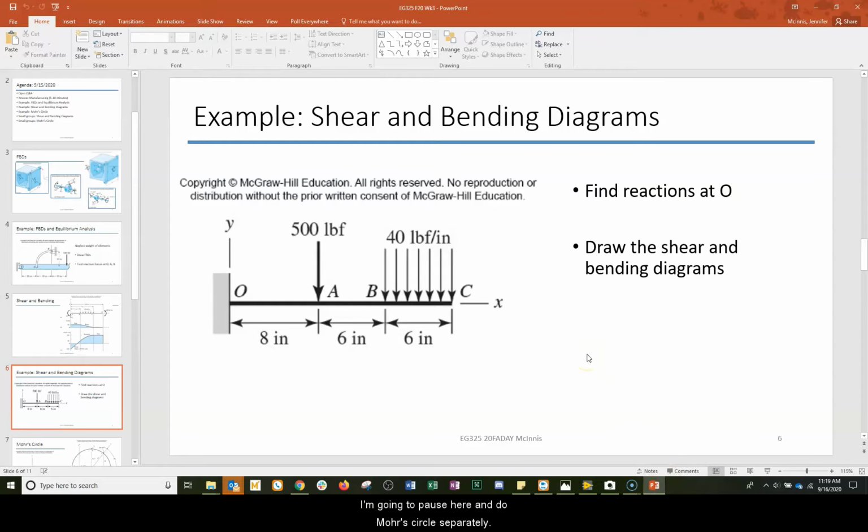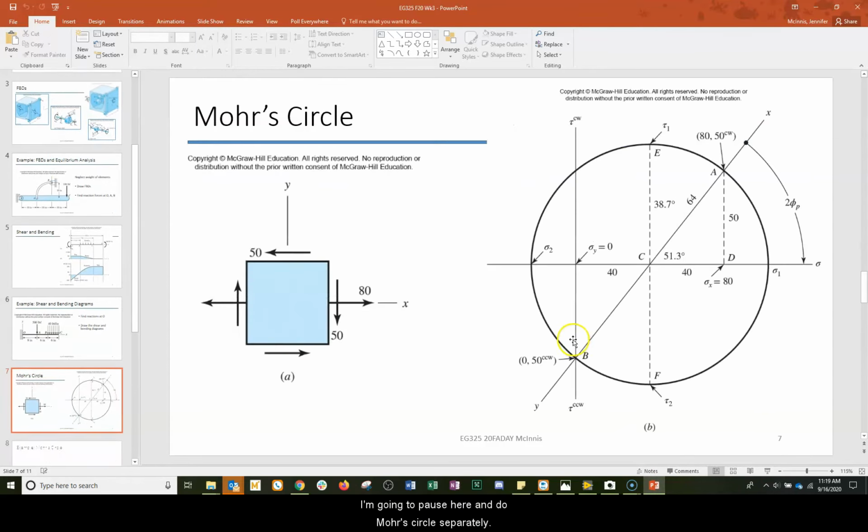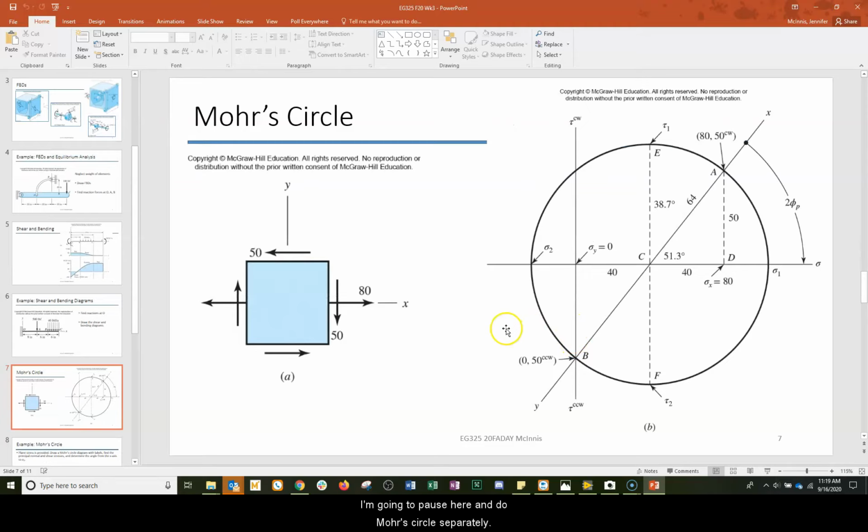I'm going to pause here and do Mohr's circle separately. That is the next thing that we covered on Tuesday, September 15th.